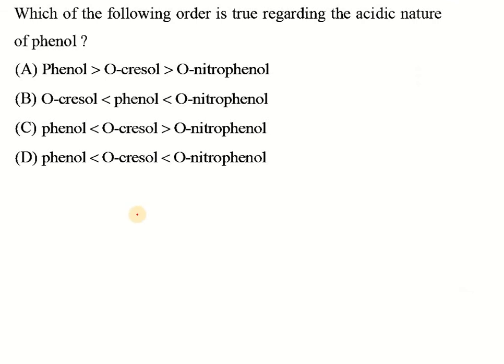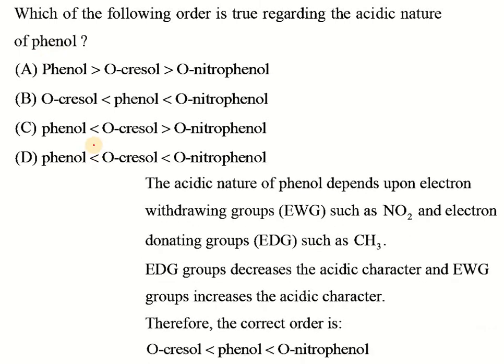Next question. Which of the following orders is true regarding the acidic nature of phenols? You know, nitrophenols are more acidic than phenols, which are more acidic than cresols. So according to the order, cresols are less acidic than phenol, which is less acidic than nitrophenol. So ortho-cresol less than phenol, less than nitrophenol is the right answer. Option B is the right answer for this question.